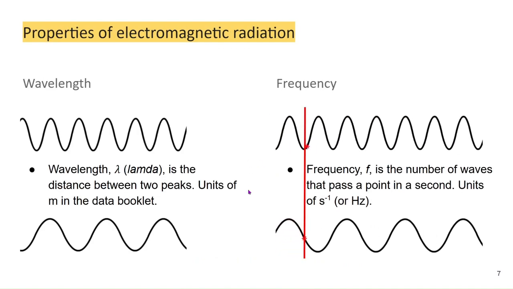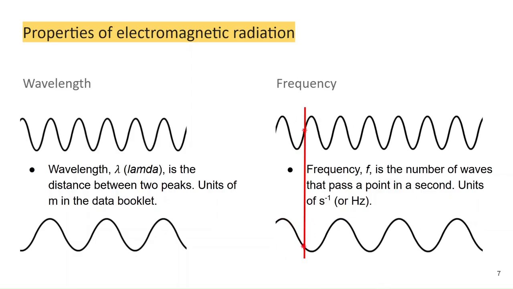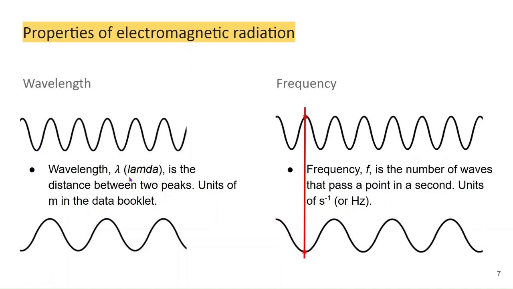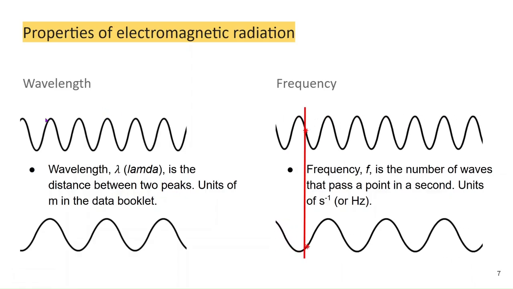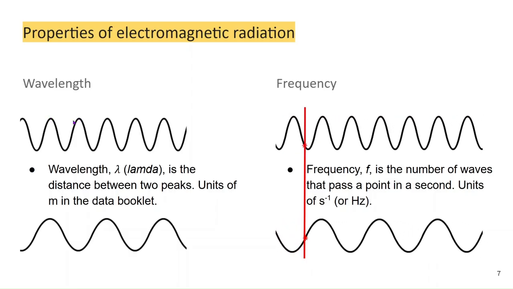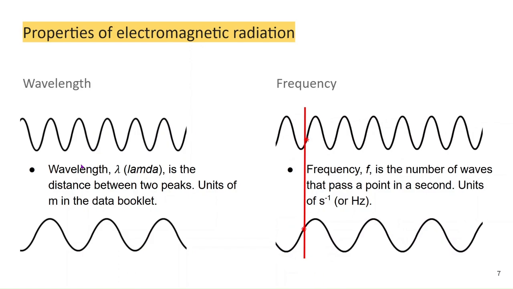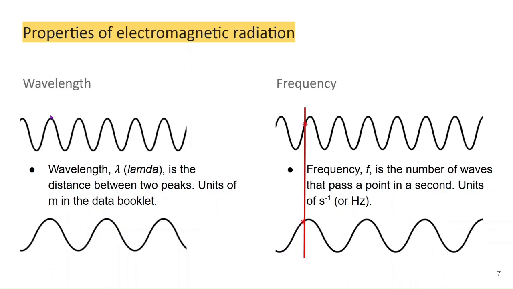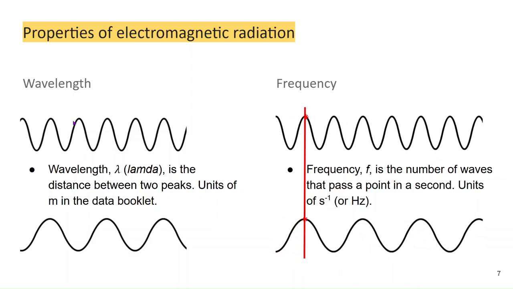So the properties of electromagnetic radiation that we are most concerned with are the wavelength, for which we use a symbol called lambda, and it is the distance between two peaks, right? So like here's a peak and here's a peak. The wavelength is just literally the distance between these, right? And we use the units of meters, and I think that's what's in the data book. So like, let's say there was 1 meter between these peaks. I'd have a wavelength of 1. Let's say there was half a meter between these peaks. Its wavelength would be 0.5 meters.